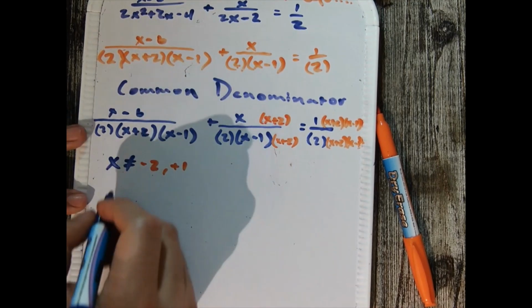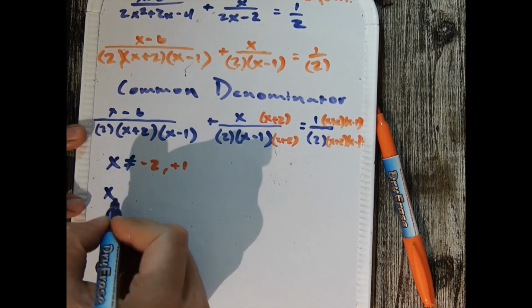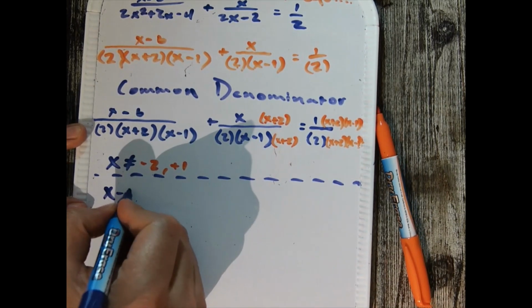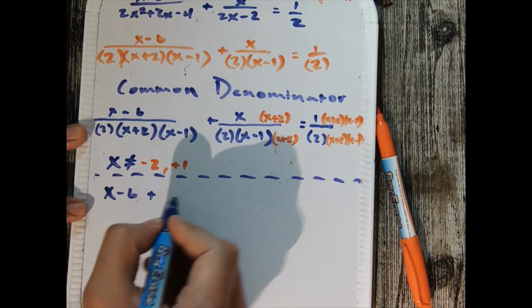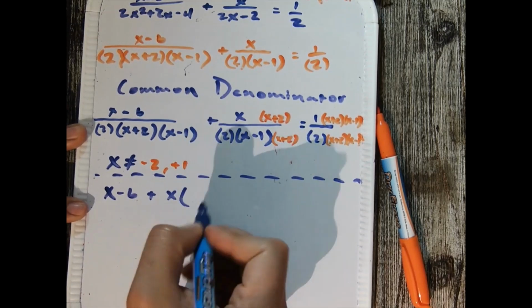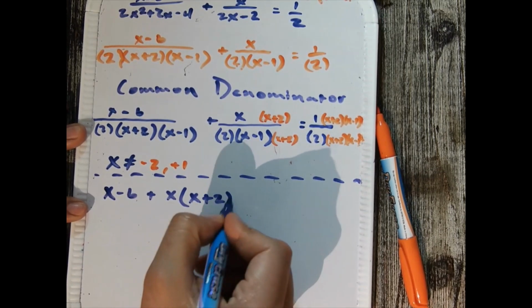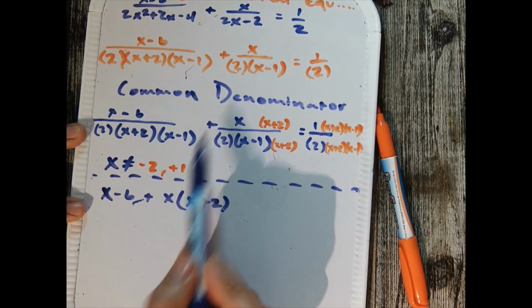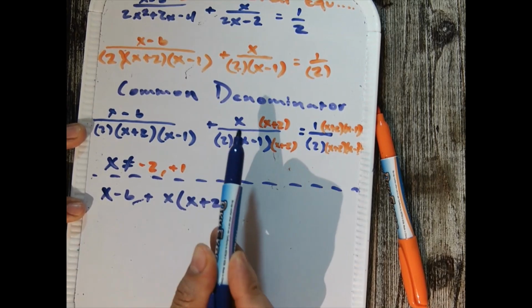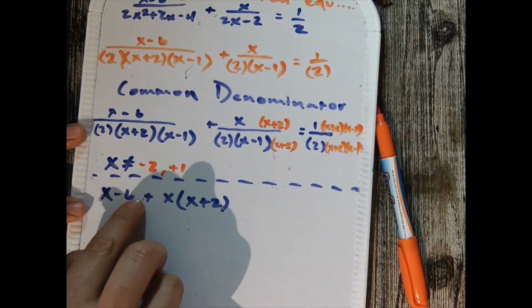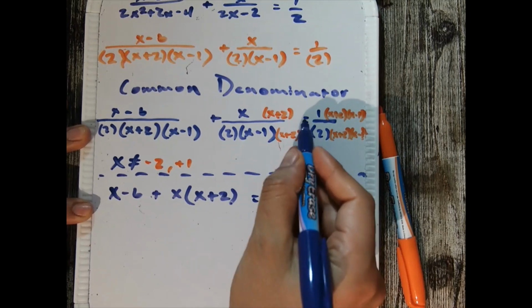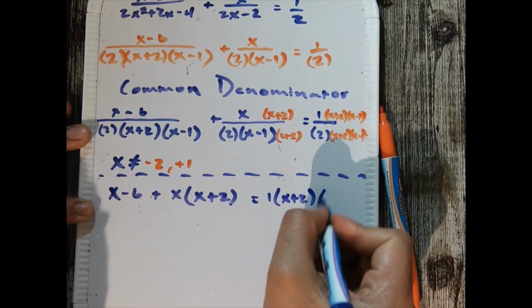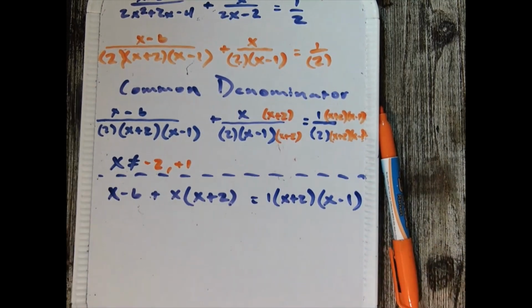So again, on top, what I have is x minus 6 plus x times x plus 2. Again, I have my x minus 6 plus the x times x plus 2. We have the equal to. We had 1 times x plus 2 times x minus 1.